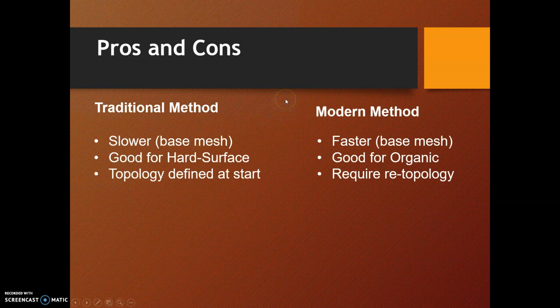If you compare that to the modern method, you can create the base mesh very easily and very fast as compared to this old slow method. People usually use this for organic. So if you want to create a character or cartoon character, anything to do with organic, people usually use this method because it's much faster. Of course, you can also do hard surface inside ZBrush. Another thing you have to be mindful of with the modern method is that it requires a retopology stage, and this will also take time.